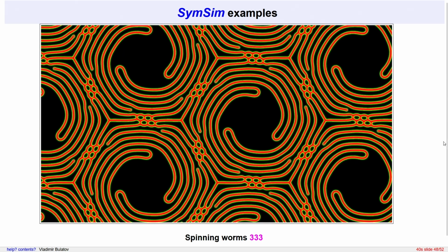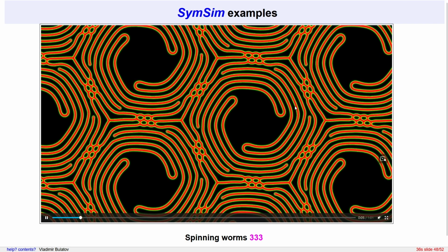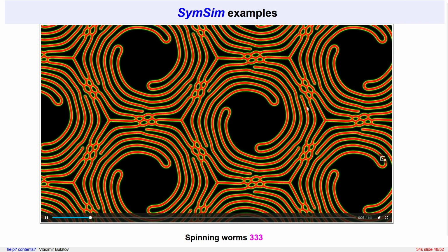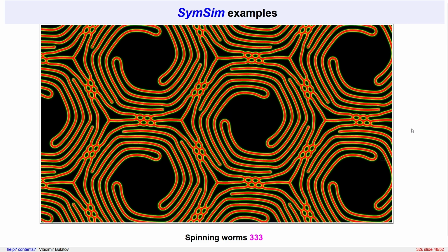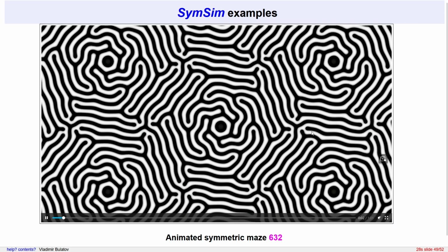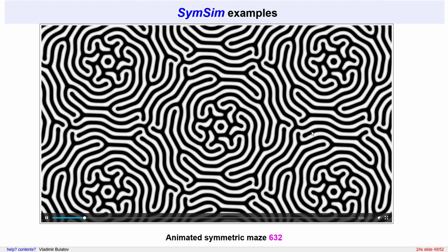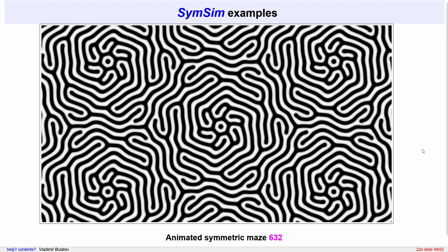These are spinning worms. Again, these long worms, I kind of bend them and they continue this dance. Imagine yourself inside of this labyrinth which is kind of changing its shape. You have to be very fast to get out of it.